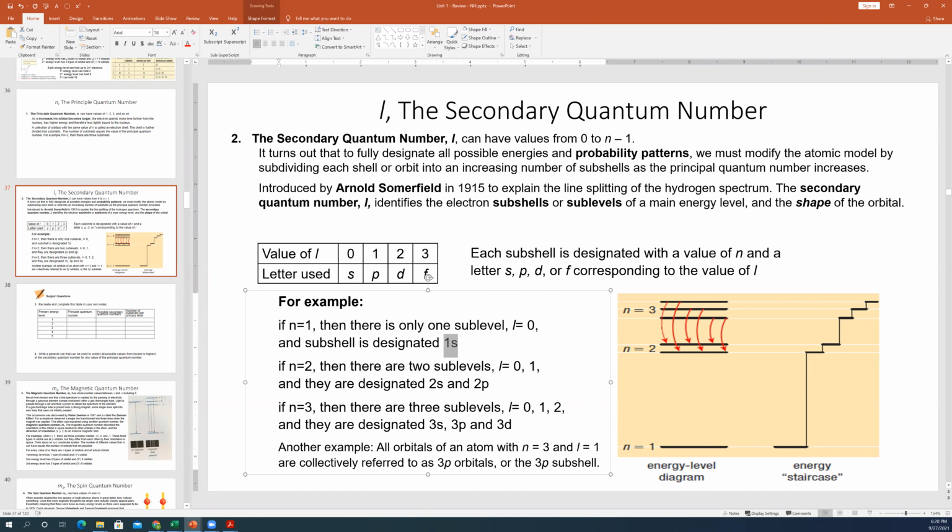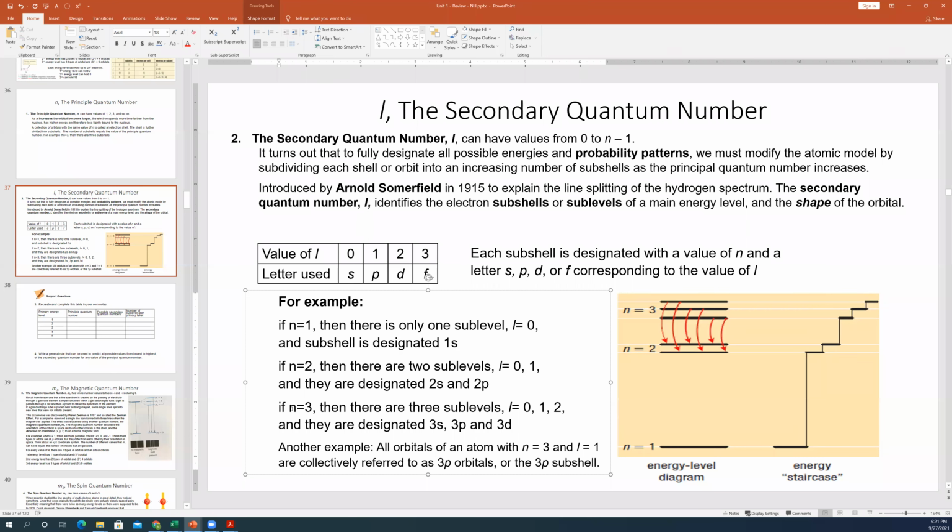Or when you're talking about N is equal to 2, then that relates to the second energy level. You could have L values of 0 and 1. And 0 and 1 in the L value corresponds to S and P letters that are used to describe these subshells. And these would be called then 2S and 2P. The 2 relates to N is equal to 2, and then the S has to do with L is equal to 0, and the P has to do with L is equal to 1.